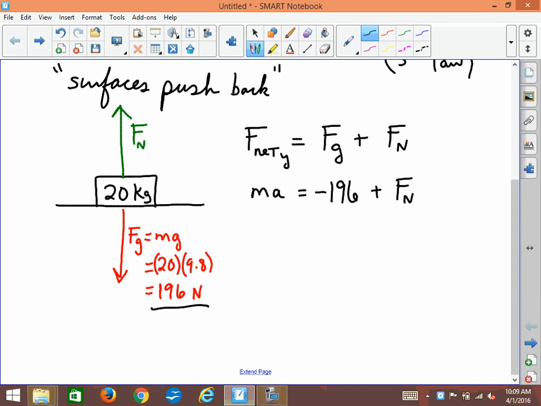Now let's look at this ma here on the left side. We looked at this block sitting still on the surface, on the ground. If it's sitting still, its velocity is not changing, which means there's no acceleration. Which means if there's no acceleration, then a is 0. Which means that this whole thing is 0. The net force is 0, and we know that because when forces are balanced, net force is 0.